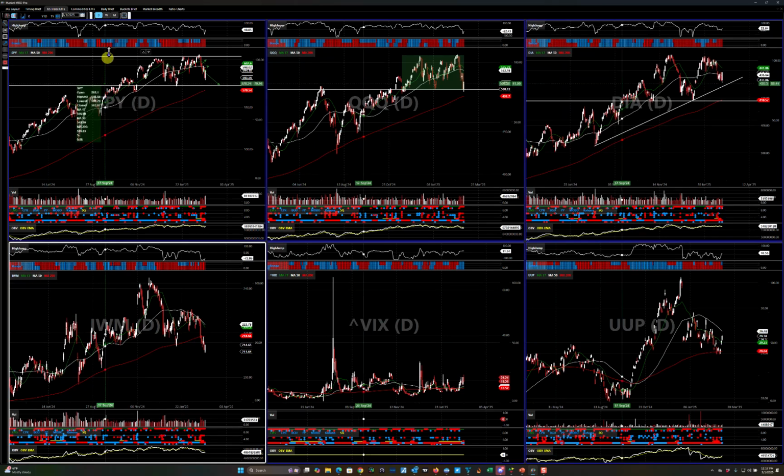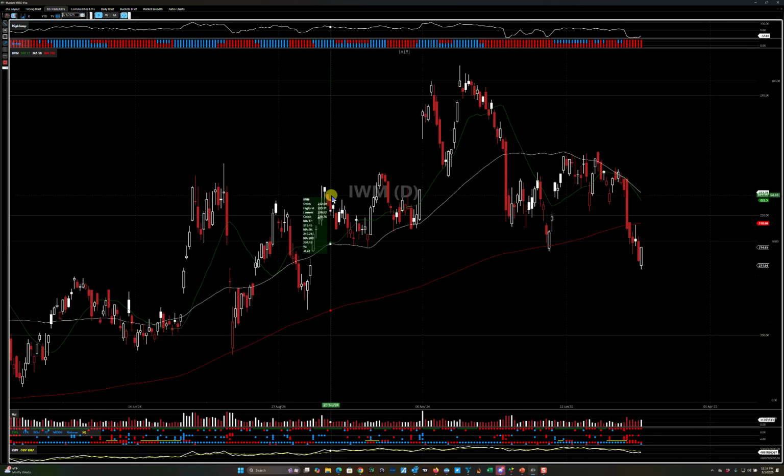The Russell, this has been the weak sister, has broken down below the 200. None of the others have gotten there. Had a nice reversal, but boy, lower lows, lower highs, lower lows, lower highs. Russell's in a downtrend. Can it break out and go to higher highs? Sure it can. But it's going to have to clear that 200 first. And I think that the 200 is going to be an area of resistance if it even gets that far. So I'm not sounding real bullish.